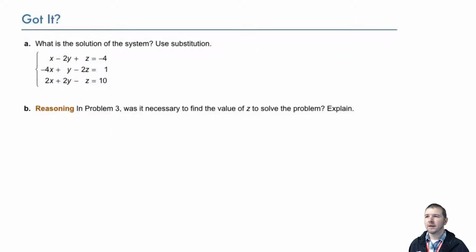Your turn. Part A: What is the solution of the system? Use substitution. And part B, a reasoning item: In problem 3, was it necessary to find the value of z to solve the problem? Explain.